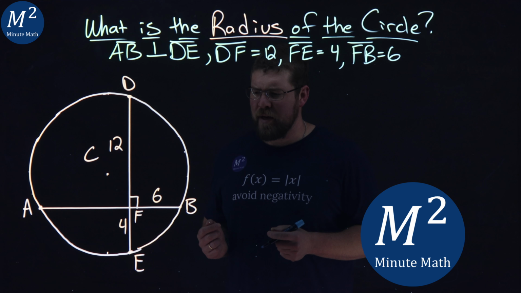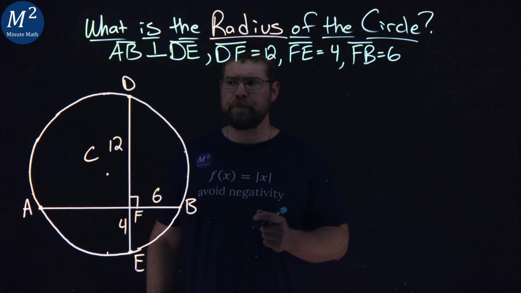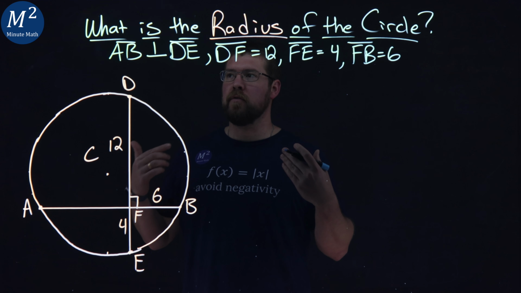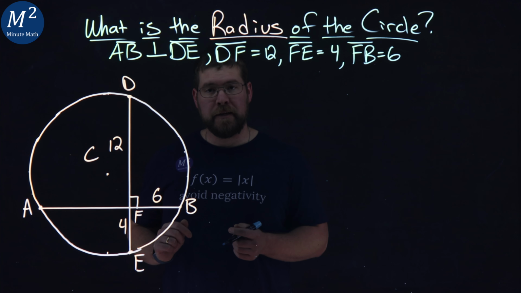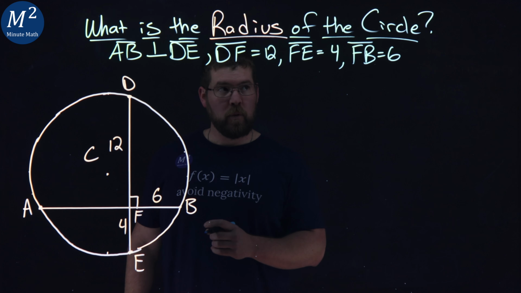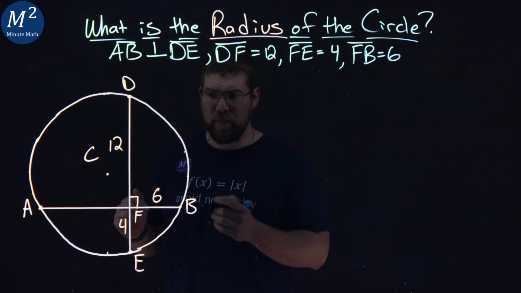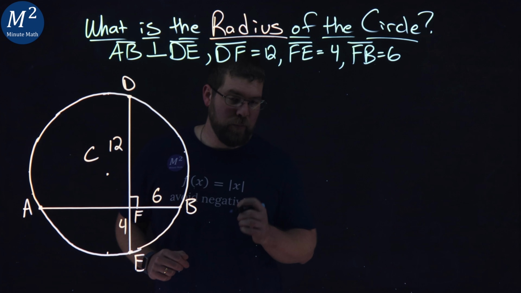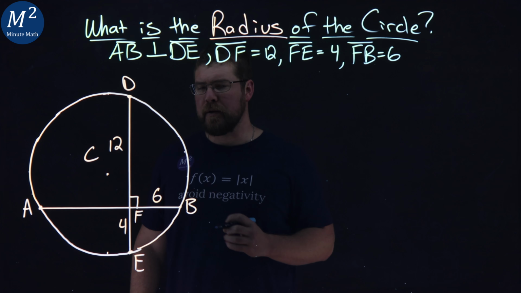And we have a math problem here. We want to have a circle, and we want to find the radius. We're given some information about this circle. We know that AB is perpendicular to DE. DF has a length of 12, FE has a length of 4, and FB has a length of 6, as you can see in this image. With just that information, we need to figure out what the radius of the circle is.